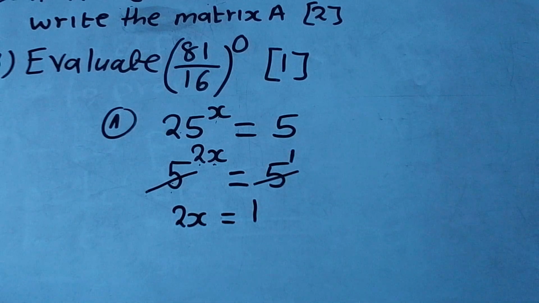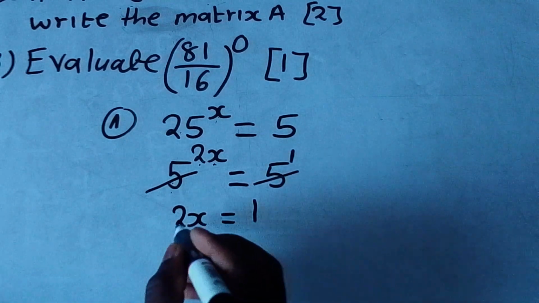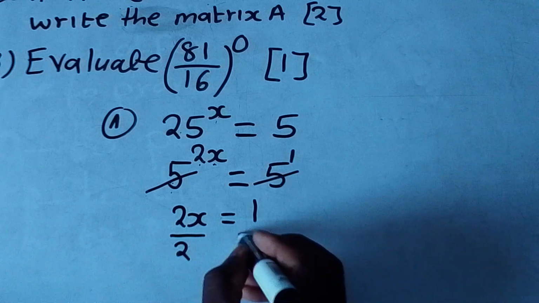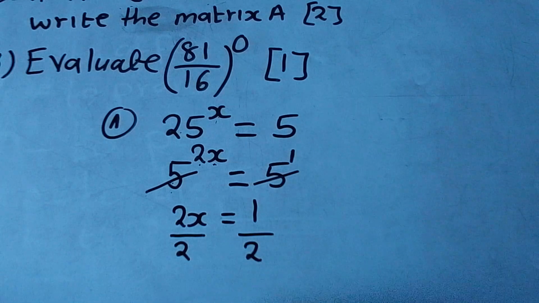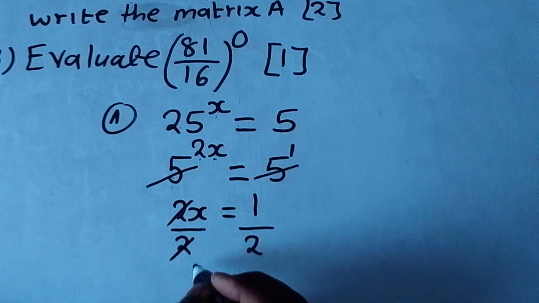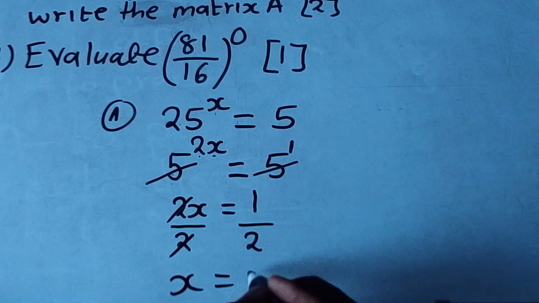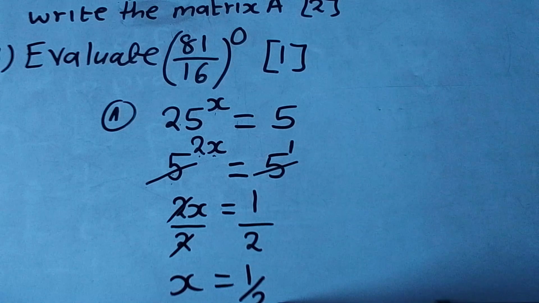1. What do you do next? You divide both sides by 2, and the 2s there cancel. So x is equal to what? Half, like this.